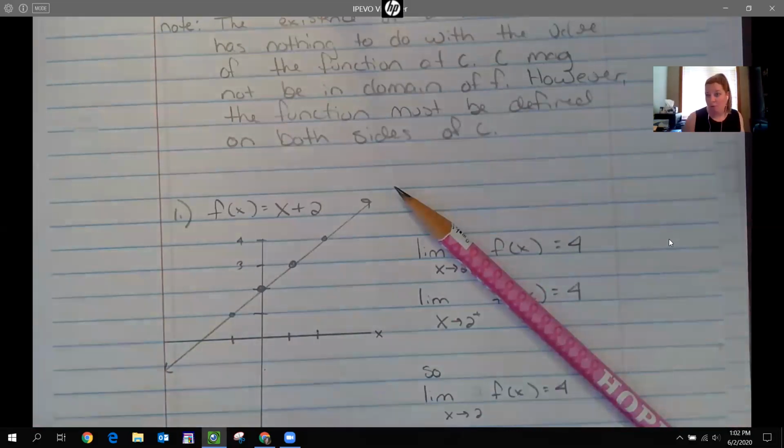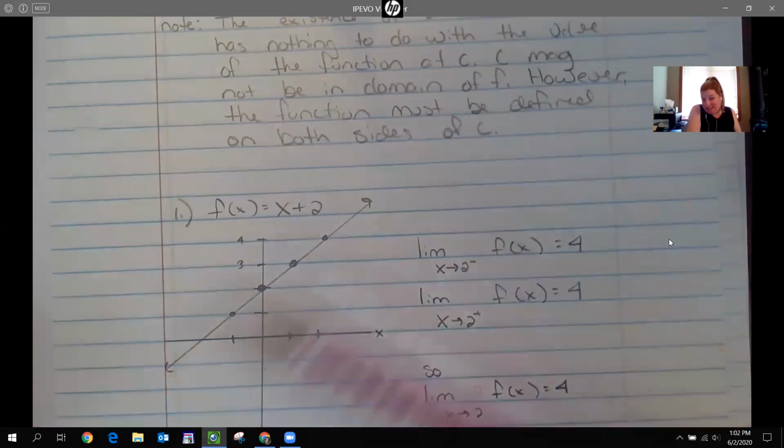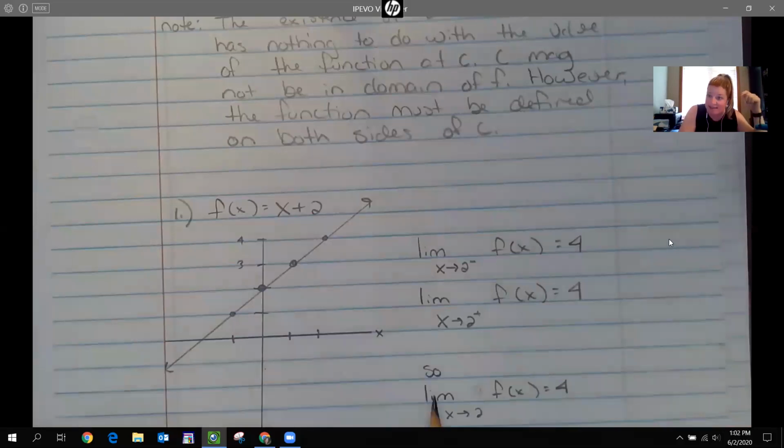Some of your homework will ask where it is headed on the left. That might be different from the right, which I'll show in my next example. So if our left and right are going to the same number, then we can say the limit as x approaches 2 of our function x plus 2 is equal to 4. Okay?